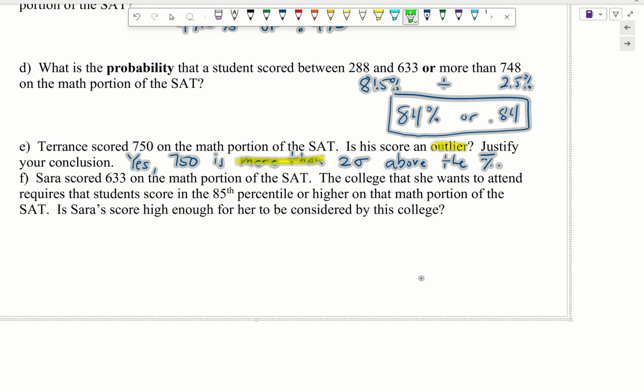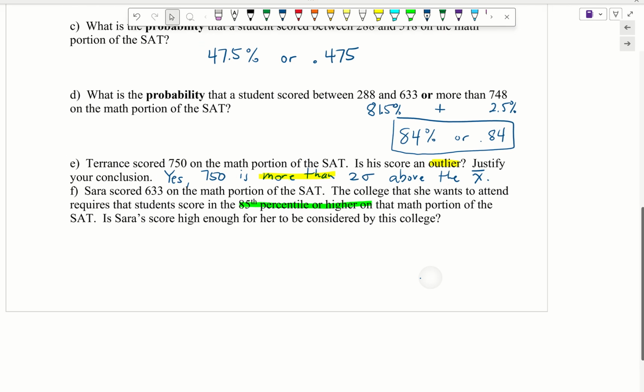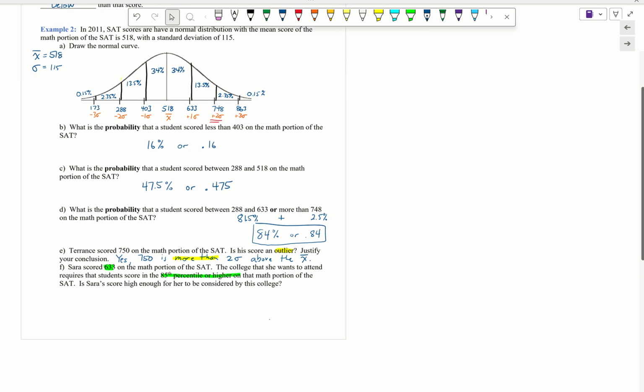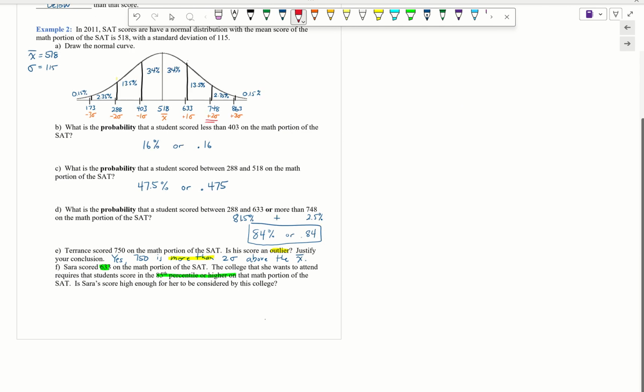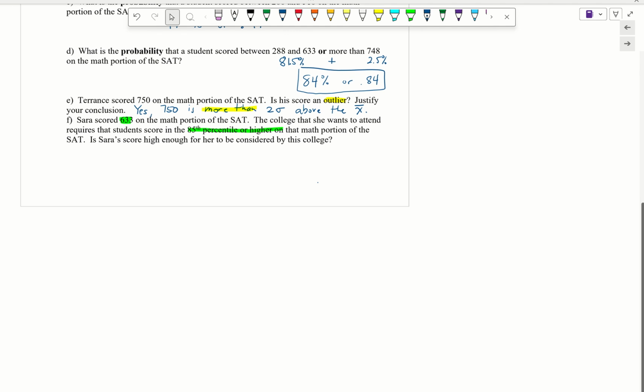So, again, there's that word percentile. So 85th percentile or higher. So let's go ahead and see where 633 falls above. So if we take a look here, 633, that's right here, right at 1 standard deviation above. So the percentile is going to be everything below, essentially. Well, left of the mean is 50, and then we're going to add 34. So in this case, Sarah would score in the 84th percentile.